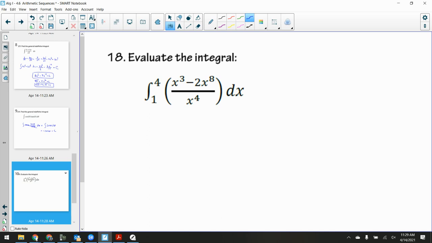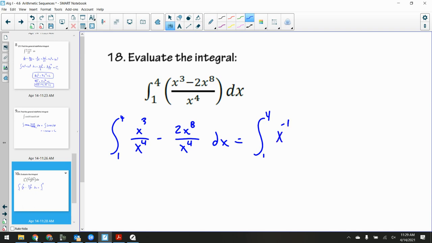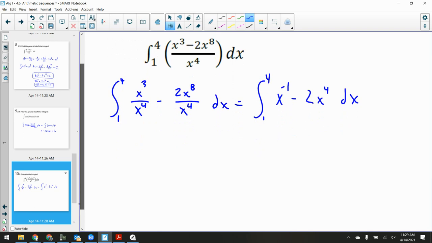All right, so let's get to this. We want the integral from 1 to 4 of this thing. Again, I'm going to simplify it before I try to actually take the integral. That's x to the 3rd over x to the 4th minus 2x to the 8th over x to the 4th dx, which is the integral from 1 to 4 of x to the negative 1 minus 2x to the 4th dx. Now we can take the antiderivative, which means we say ln of x. Remember, x to the negative 1 is 1 over x, so that's the special case of ln of x. Minus 2x to the 5th over 5, from 1 to 4.